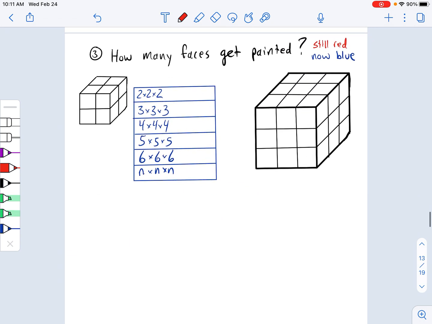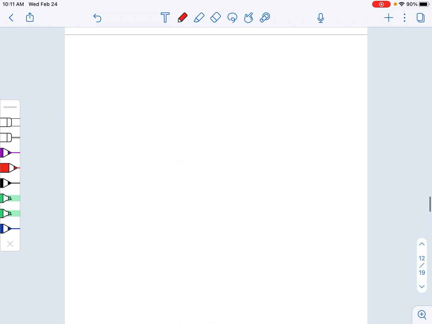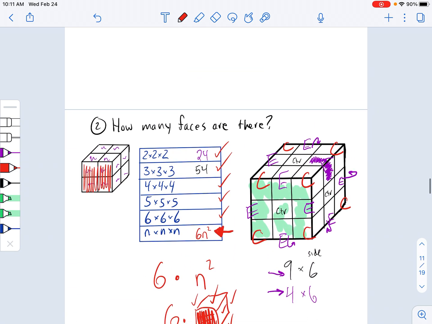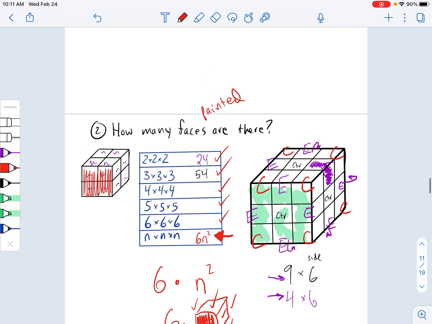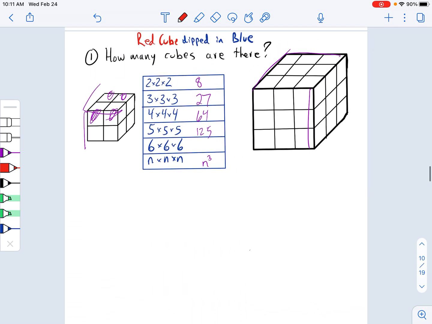Now, how many get painted? Wait, this whole time, I've only been talking about how many faces get painted. Well, how many total faces are there? I just talked about how many painted faces there are. How am I supposed to figure out how many total faces there are? Logically speaking, how many cubes do I have? I have n cubed cubes.